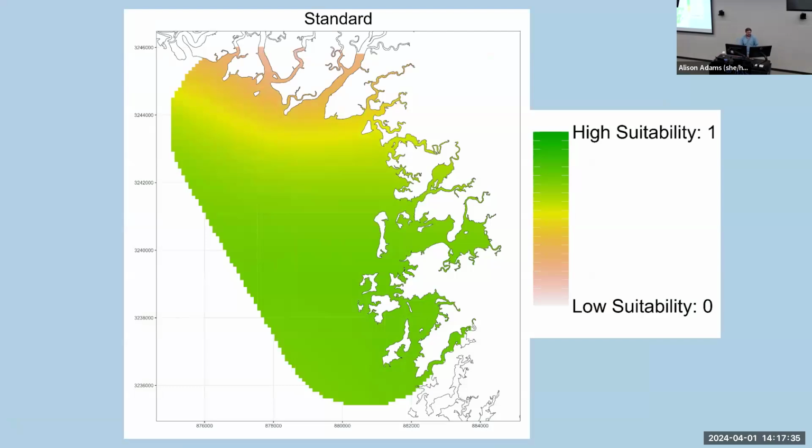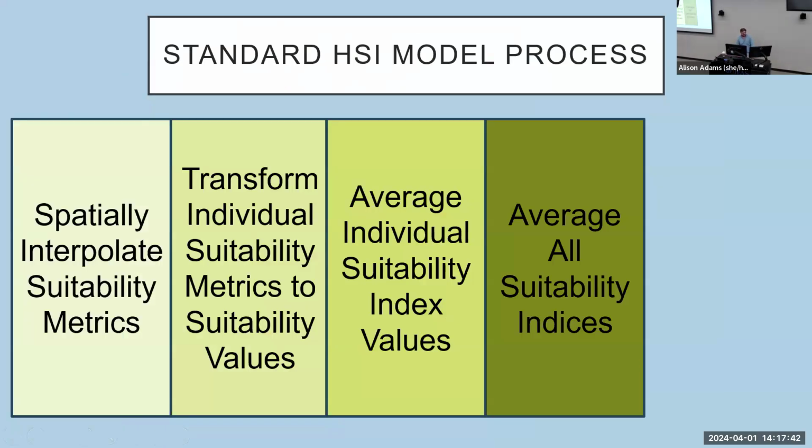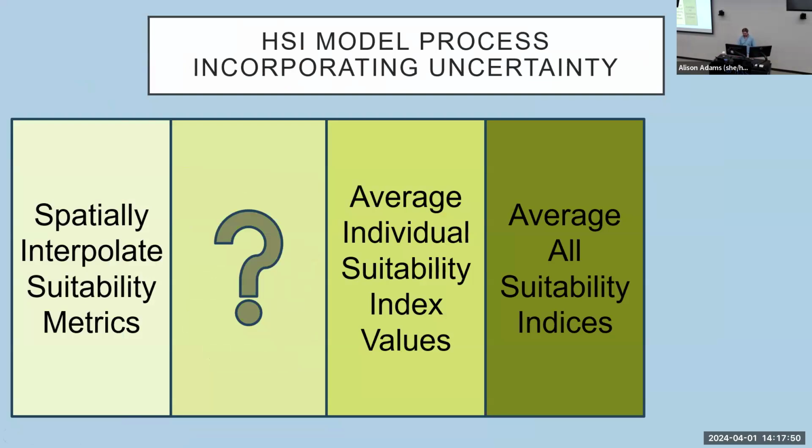Here's what that looks like here. Once again, you see that contour line. Moving away from the river mouth, we end up with more suitable habitat. So the question is, where do we introduce uncertainty in this process, right? I chose to do it in the second box where we transform individual suitability metrics to suitability values. And I'll briefly walk through how I did that.